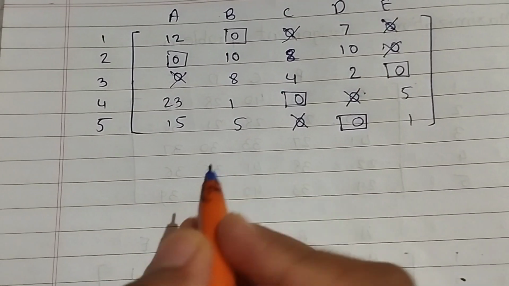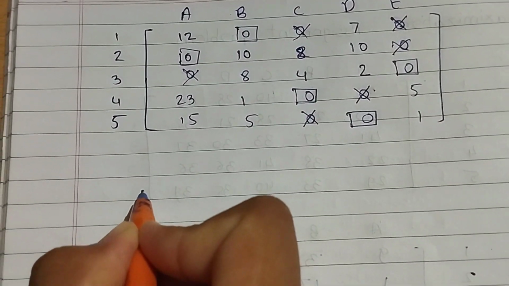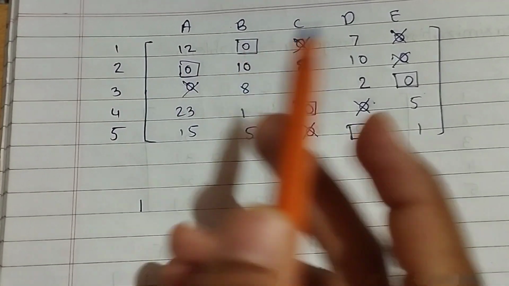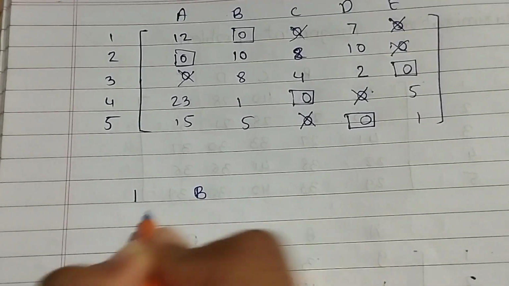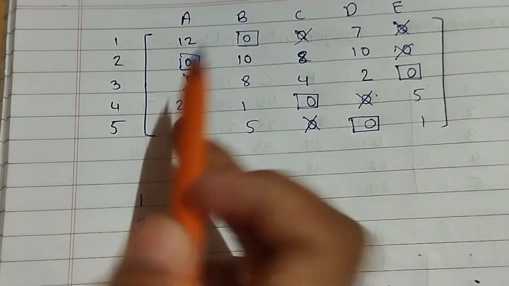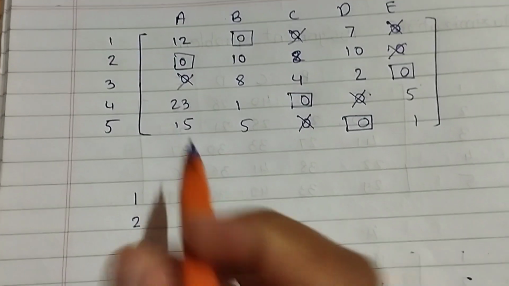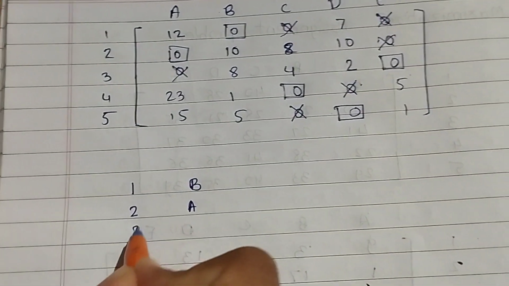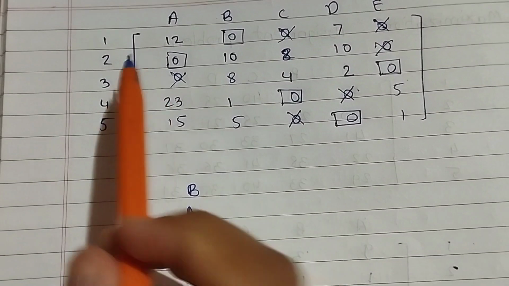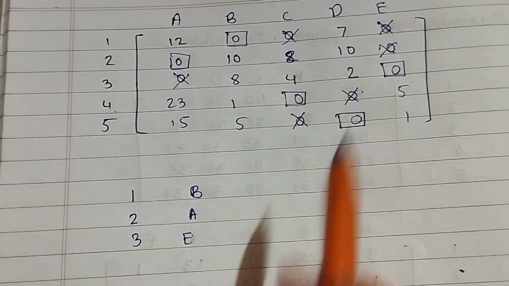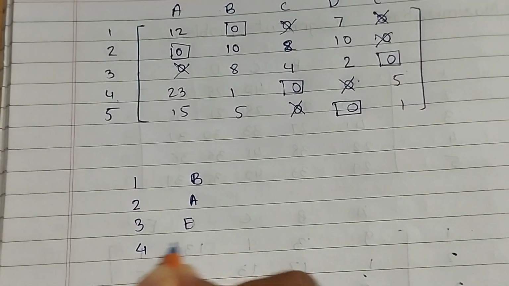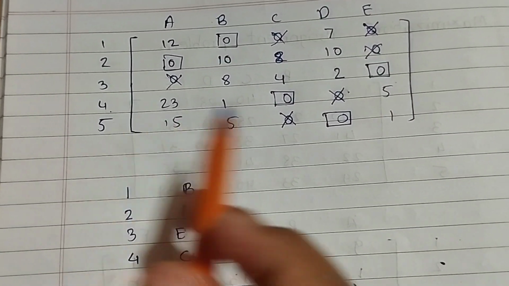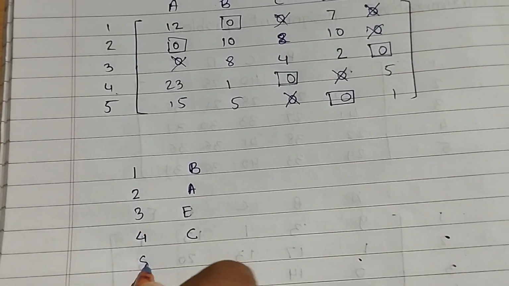So now the assignment schedule is: for the 1 we assign B, for the 2 we assign A, for the 3 we assign E, for the 4 we assign C, and for the 5 we assign D.